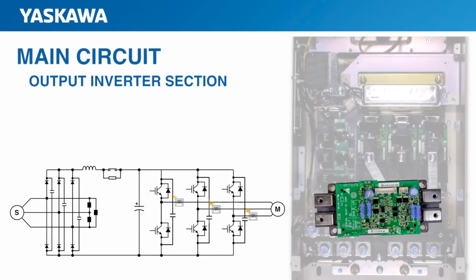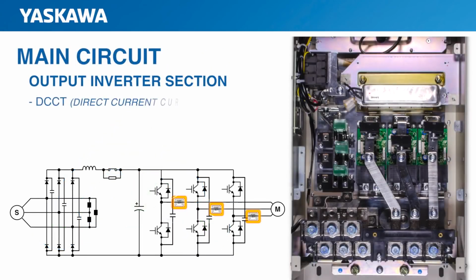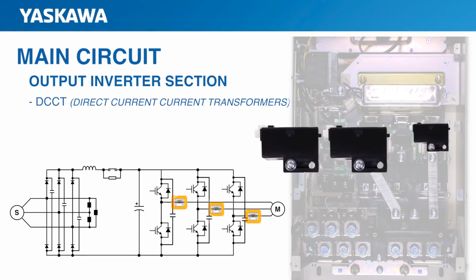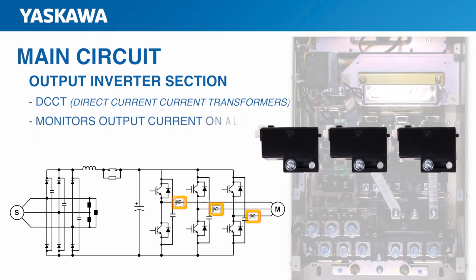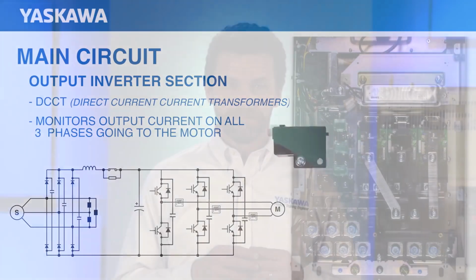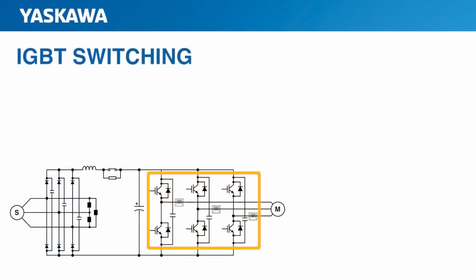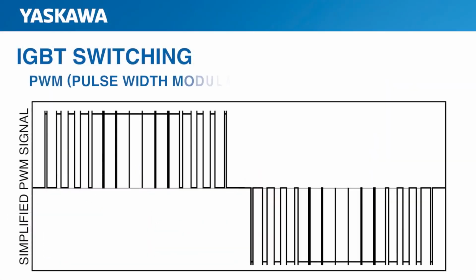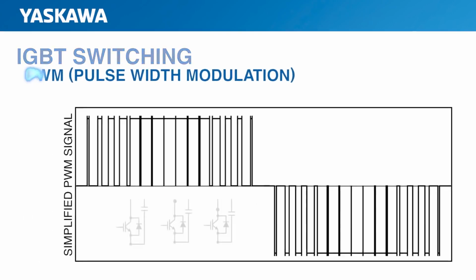After the IGBTs come the DCCTs, or direct current transformers. The DCCTs monitor output current on all three phases going to the motor. This can be used for control and motor protection. Let's explain how these IGBTs work together to build this three-phase power. The IGBTs are controlled using PWM, or a pulse width modulation scheme.